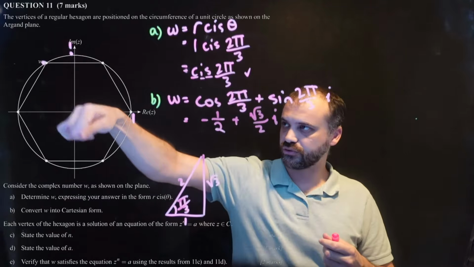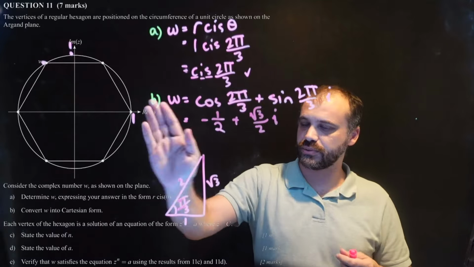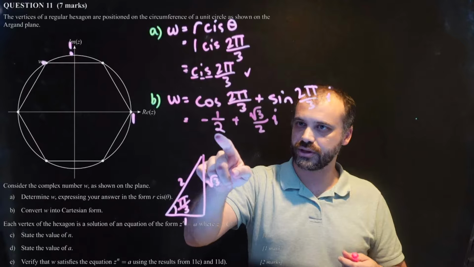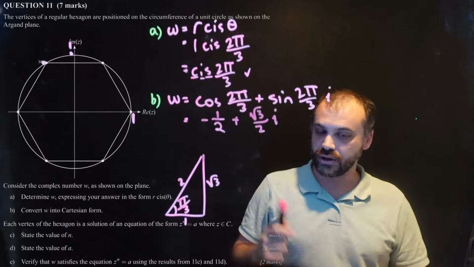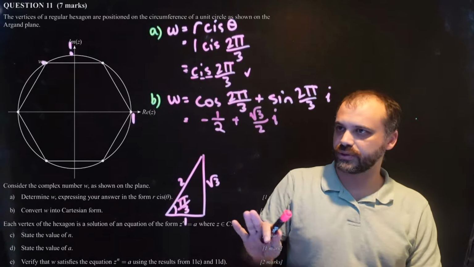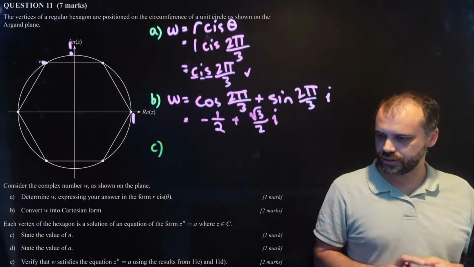We're in the second quadrant, we're over here. It makes sense that we would have a negative real component, and it makes sense that we would have a positive imaginary component. I'm happy with that. There's my answer. Okay, so what's the next part of it?